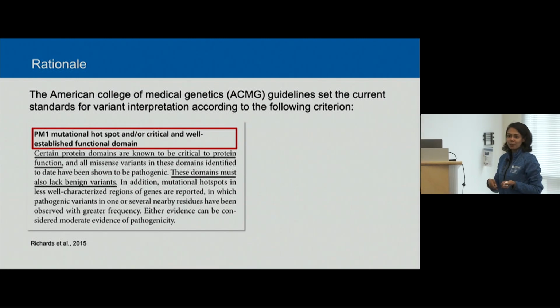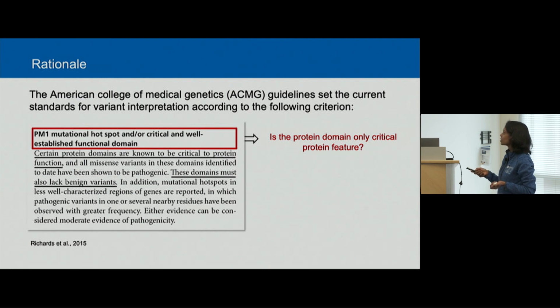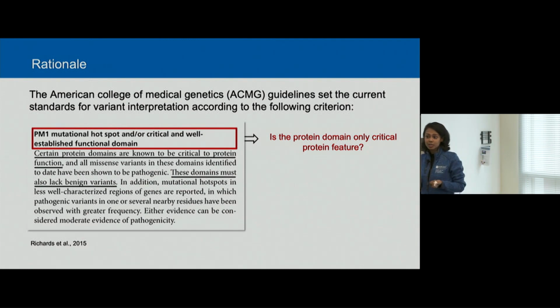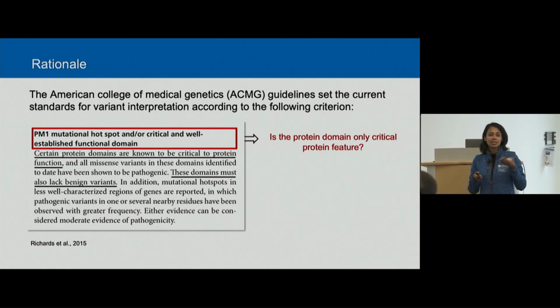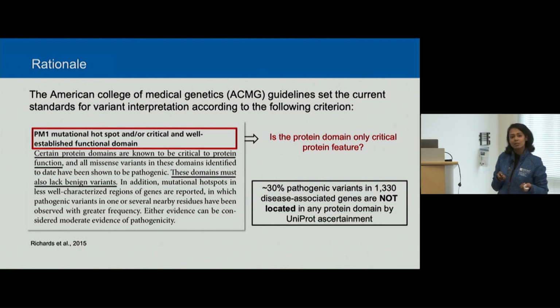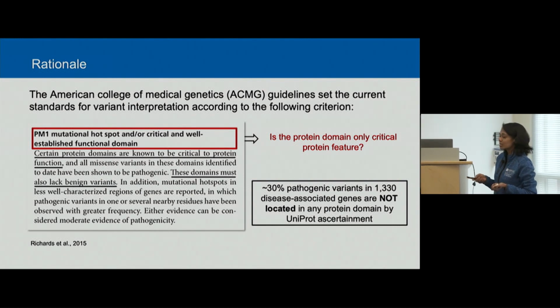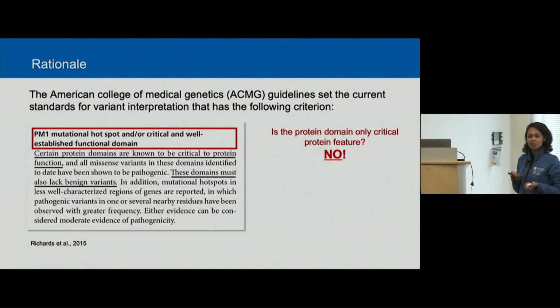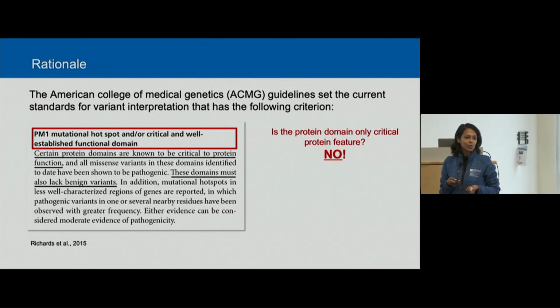Now, we did some preliminary data analysis where we asked the question: is the protein domain the only critical protein feature to be considered? For domain annotation, the database I use is UniProt. UniProt has this domain annotation, and when UniProt says that this is a defined functional domain, I call that a functional domain. So we investigated 1,330 disease-associated genes. Out of those, the majority have been implicated in Mendelian disorders, and we found that 30% of the pathogenic variants in ClinVar did not fall in any functional domain annotated in UniProt. So we had the answer to our first question: no, the protein domain is not the only protein feature we should be looking for.